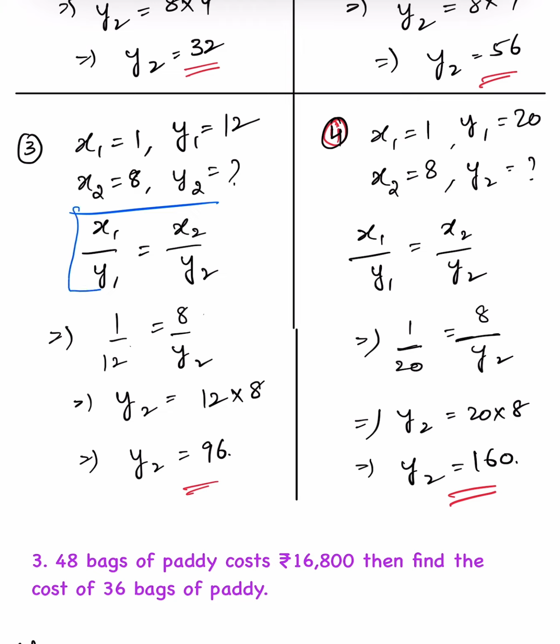x1 by y1 equal to x2 by y2. We have to apply this for all direct proportion problems. x1 is 1, x2 is 8, y1 is 20. What is y2? y2 is 160.